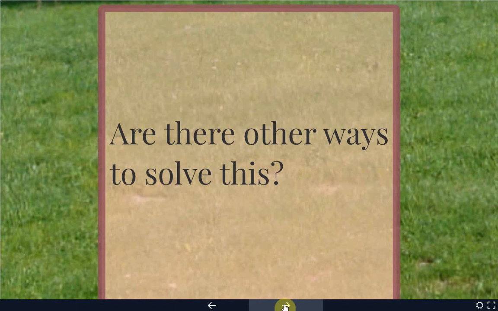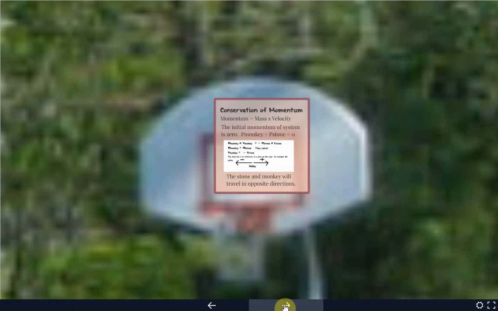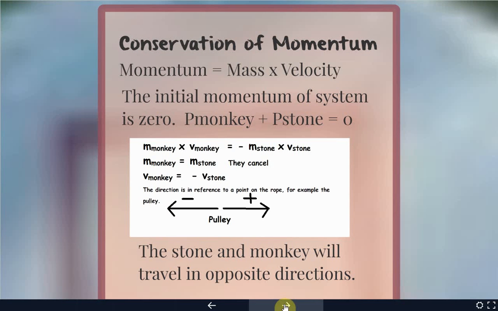Now, are there other ways to solve this? Yes, there's a simpler way to solve that, and that's the conservation of momentum. We know momentum is mass times velocity, and the initial momentum of the whole system is 0, so p of monkey plus p of stone is 0. Now we subtract both sides, so they're actually negatives of each other. So m v monkey equals negative m v stone. The masses cancel, so that means the velocities are negatives. They're going to be moving in opposite directions from each other.